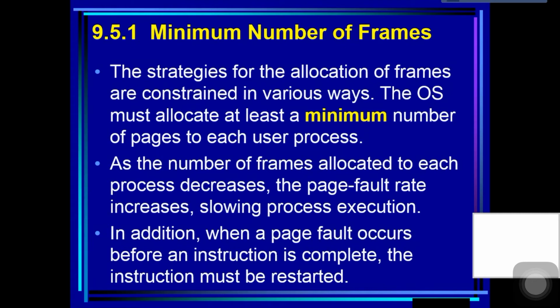The operating system must allocate at least a minimum number of pages to each user process. One reason for allocating at least a minimum number of frames involves performance. Obviously, as the number of frames allocated to each process decreases, the page fault rate increases, slowing process execution.